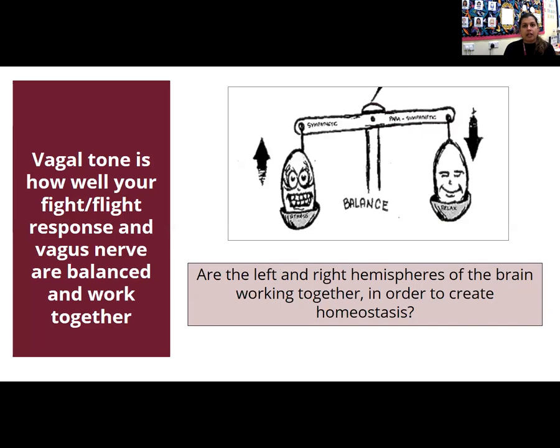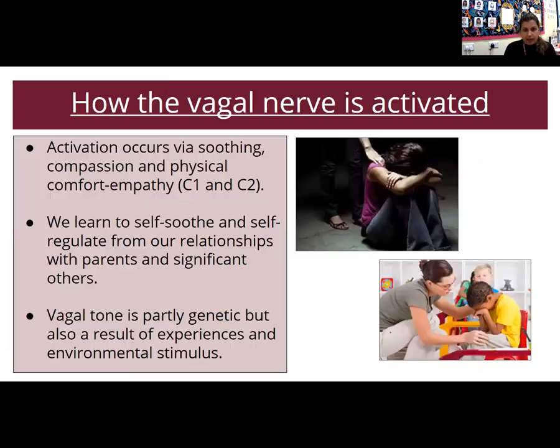And what we want to do, like I've got in that picture there, is make sure that our sympathetic and our parasympathetic system are working in harmony together, that there is balance. And we talk about that when we're stimulating our vagal tone. Vagal tone is how well our fight, flight, freeze and vagus nerve are balanced and working together. And vagal tone is basically when we are calmed down and everything is working in harmony together. How is the vagal nerve activated?